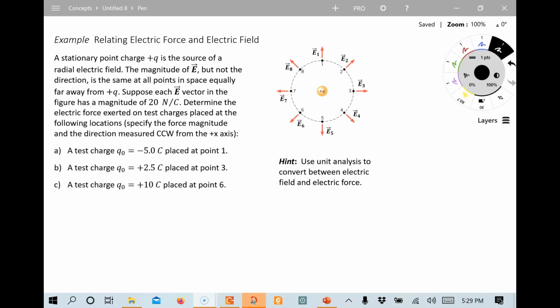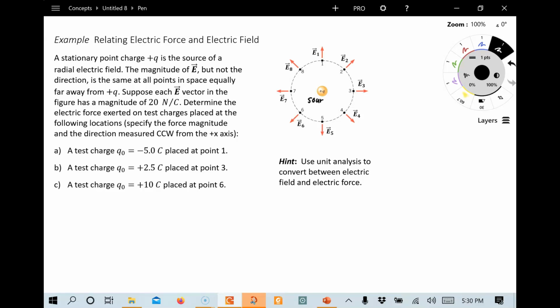So if we look at this problem, we see that there's a picture here, and we've got a charge in the center. I call this a source charge because its presence creates the electric field everywhere out in space. Everywhere in space there's an electric field. We've drawn a few here on a circle around the charge.